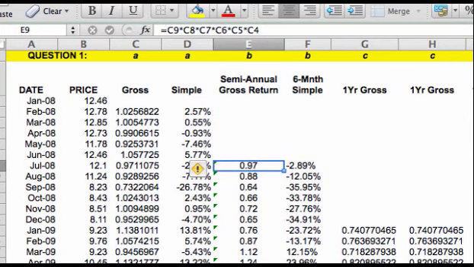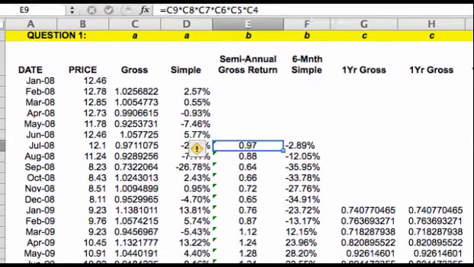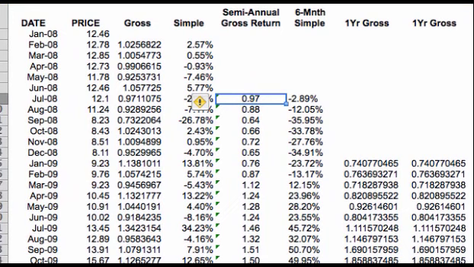They've multiplied lots of the gross returns together, and that's another way you can calculate this 6 monthly return. It's going to be the product of the last 6 returns, 1, 2, 3, 4, 5, 6. And that'll give you the semi-annual gross return. And the 6-month simple return is clearly going to be that minus 1. So here it's negative 2.89%. So we're quite used to seeing percentages in our financial data and reports and that kind of thing. So it's the simple or net returns that you're probably more used to seeing.